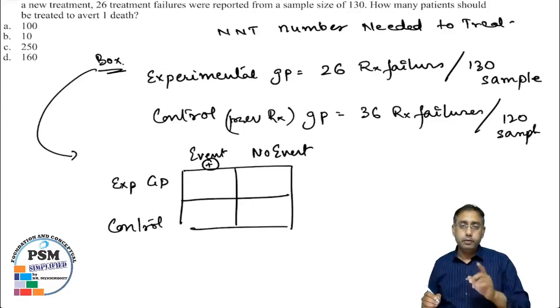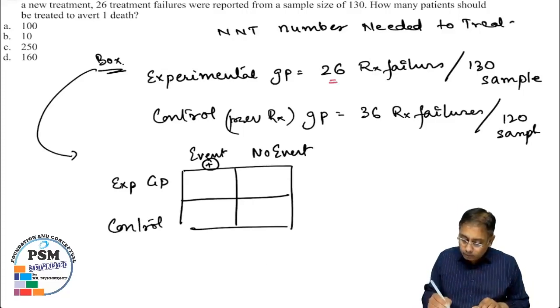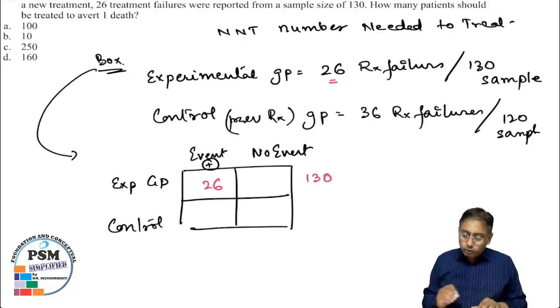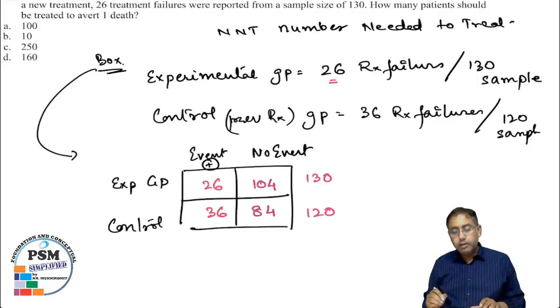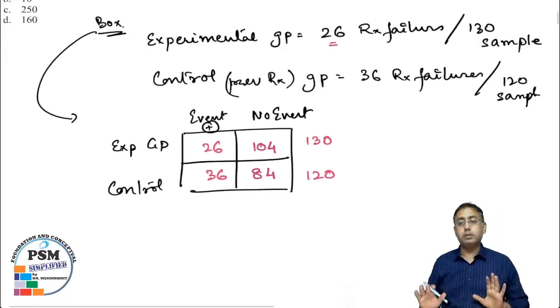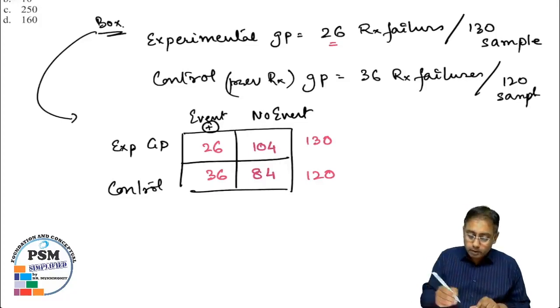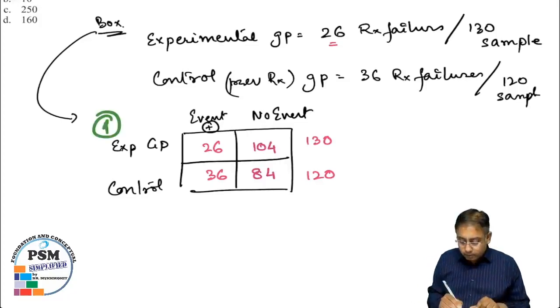Experimental group, how many times did the event happen? You know it from there. In the experimental group, 26 times the death happened, out of a total of 130. In the control group, there was a total of 120, out of which 36 people got the event, got the disease or the death. So how many are remaining? 130 minus 26 is 104. 120 minus 36: 120 minus 30 would be 90, and then 84. So that is what I deduce from this question. That was my step number 1, which I have completed.